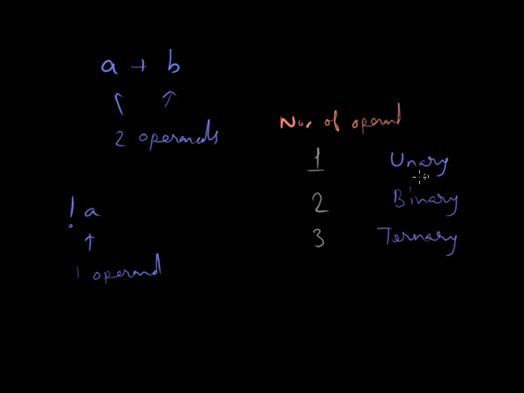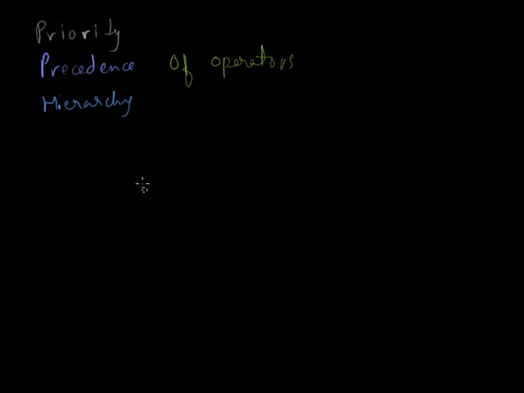Now you can easily infer from what we have studied so far that plus is a binary operator because it has got two operands. It always operates upon two operands. The not operator is a unary operator because it operates on only one operand. Okay, now let's delve into this topic.